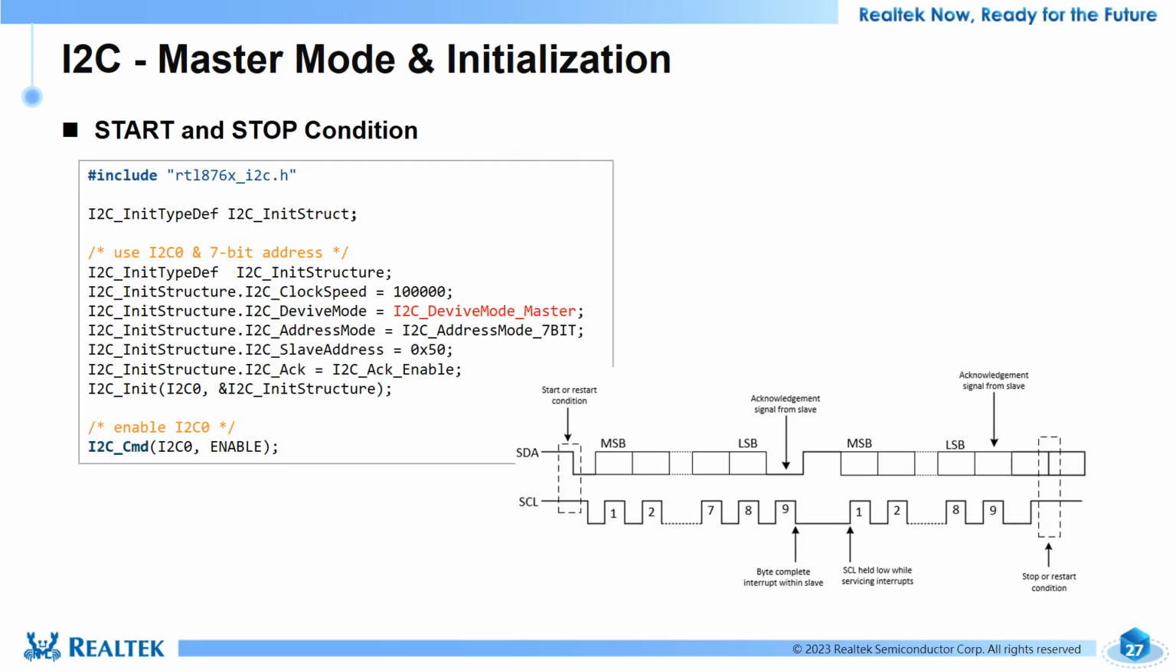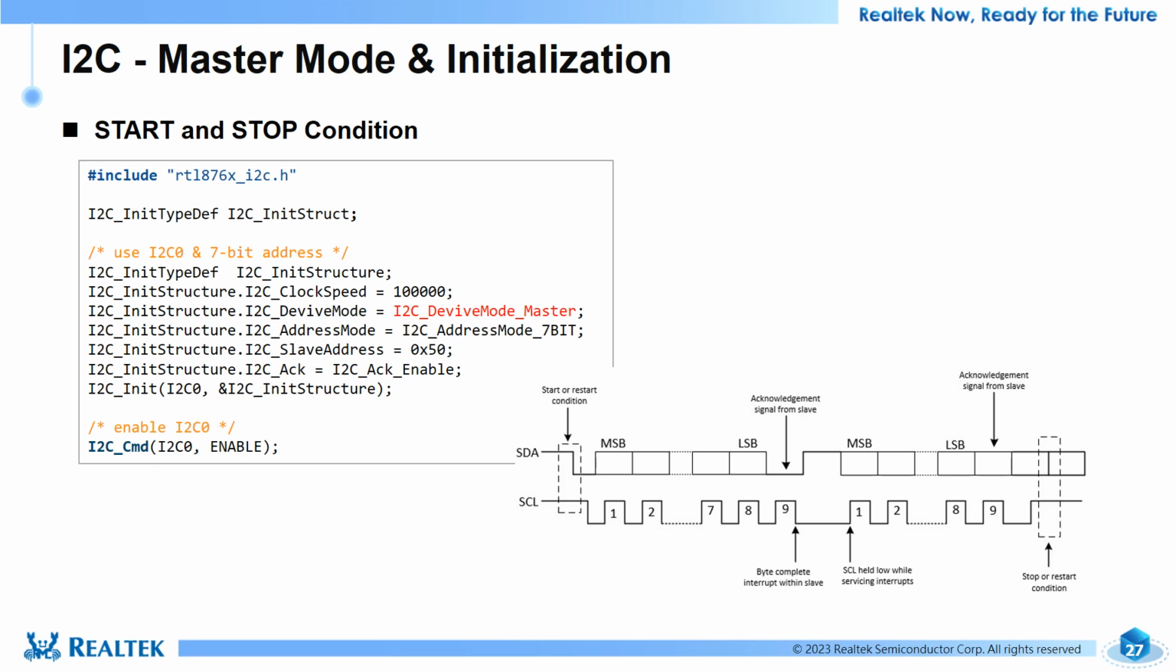The following is an example of I2C master mode. First, configure the parameters of I2C. I2C clock speed is used to set the transmission speed of I2C. I2C device mode is used to set the mode of I2C. I2C address mode is used to set the addressing mode. I2C slave address is used to set the slave address. I2C ACK is used to enable the acknowledge mode, and then call the I2C init function to initialize I2C.